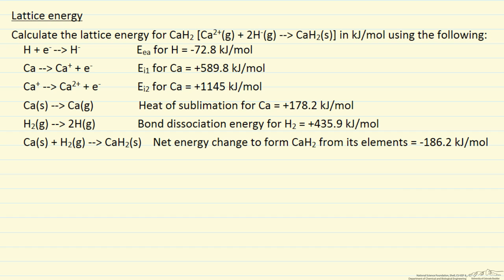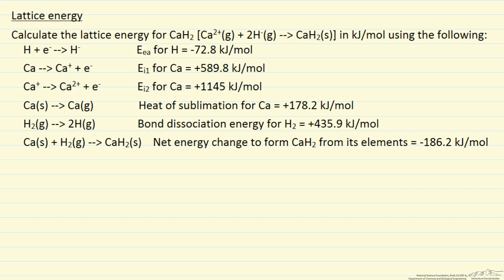We're going to calculate the lattice energy here for calcium hydride. And essentially what that means is calculating delta H for the reaction: calcium ion in the gas phase and then hydrogen ion in the gas phase, going to make calcium hydride solid.